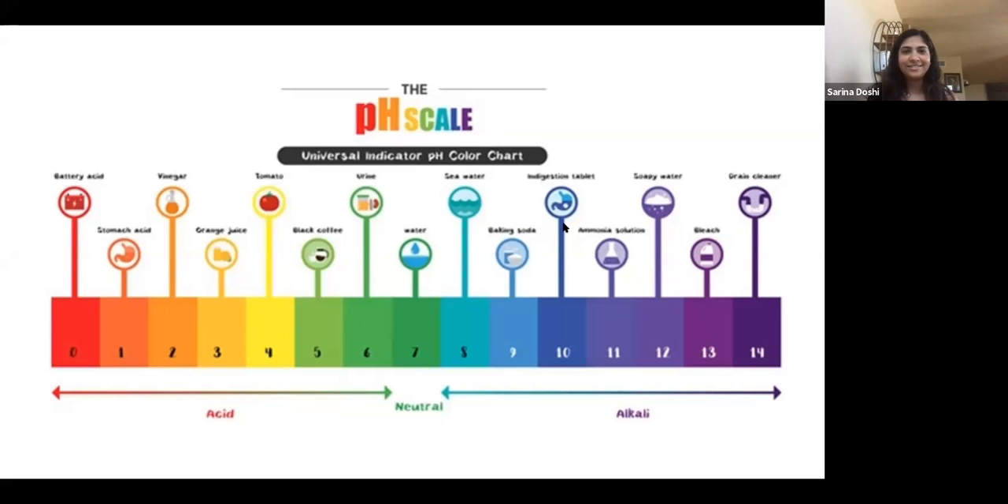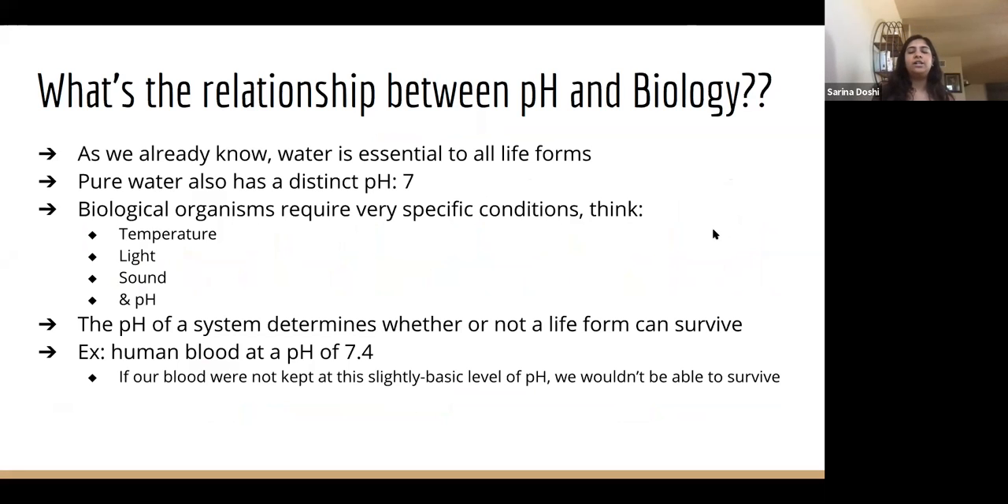So, okay. The relationship between pH and biology, I'm going to kind of zoom through this slide, but you guys can review it later, especially when you're doing the homework. Pure water has a distinct pH of 7. Biological organisms require very specific conditions. Think of temperature, light, sound. pH is one of those conditions. So if the pH is too high or too low, just like if the temperature is too high or too low, it will affect the organism. The pH of the system determines whether or not a life form can survive, and our human blood is generally kept at a pH of 7.4. So if we lose the ability to regulate the pH of our bloodstream, it's very likely we'll die or at least develop severe medical problems.